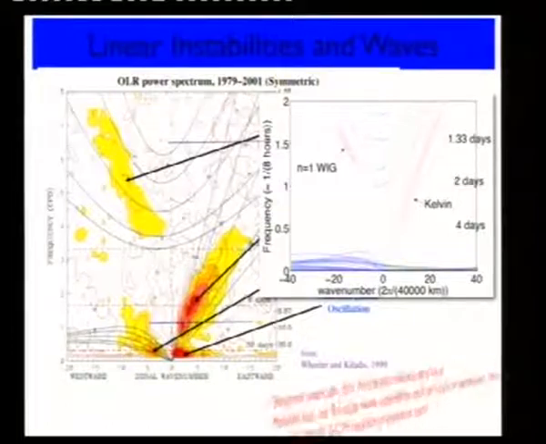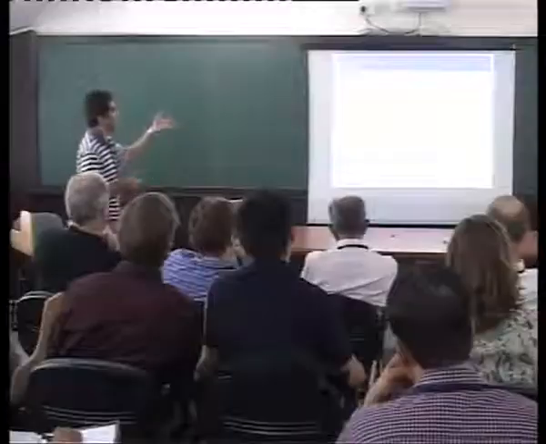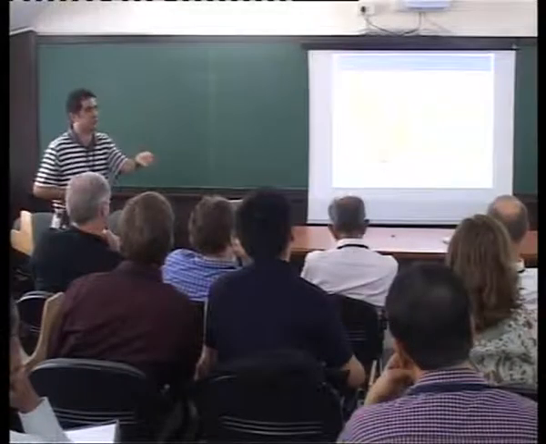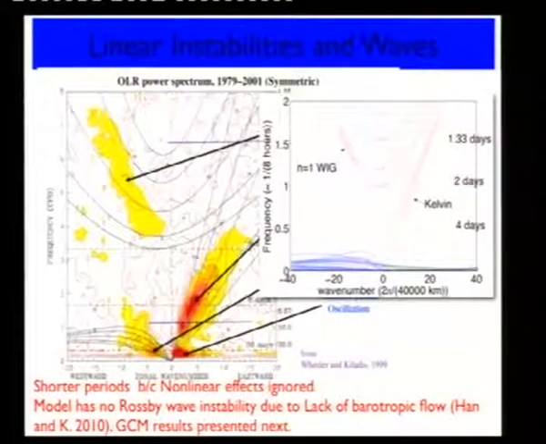This is the symmetric part of the spectrum. There are some catches. It's a little faster. There are no Rossby waves, but we know exactly why. This is the linear response. When we add the nonlinearity of the switches of convection, the phase speeds and the wavelengths actually become longer, and we get basically exactly the same scales as the observations. Rossby waves are missing. Rossby waves are captured when we add a barotropic mode.